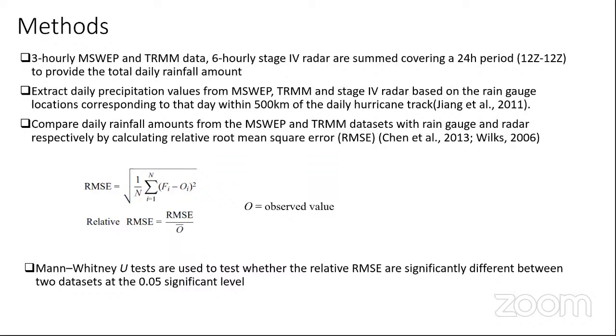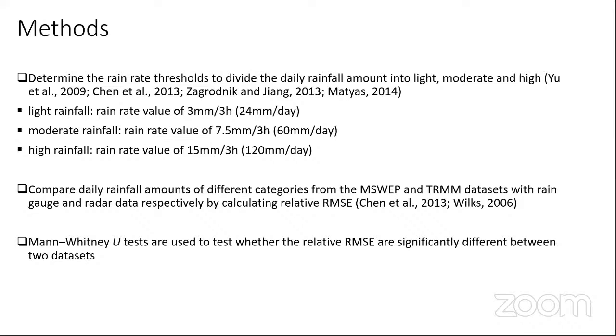Then the Mann-Whitney test, a non-parametric test, is used to test whether the relative root mean square errors are significantly different between the 2 data sets. And I choose the threshold of 0.05 as the significance level.